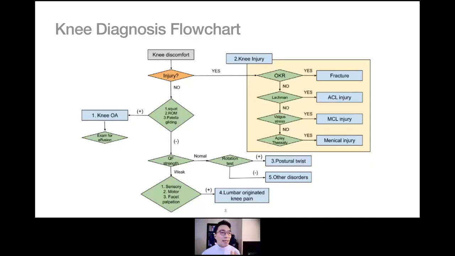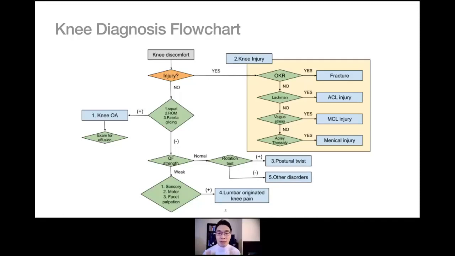If the patient complains of knee discomfort, the first question I ask the patient is whether it is related to any kind of injury. If the patient says yes, then it should be dealt with in the category of knee injury or knee trauma, which falls into 4 categories like fracture, ACL injury, or MCL. ACL means anterior cruciate ligament, and MCL, medial collateral ligament, or the meniscal injury.